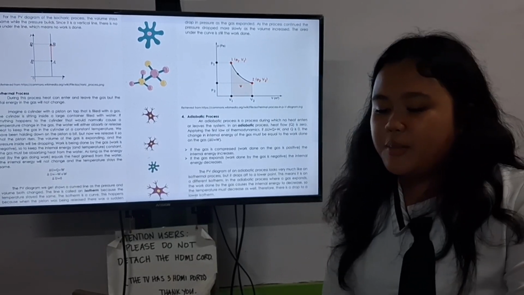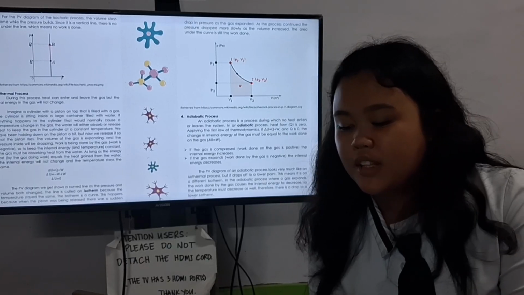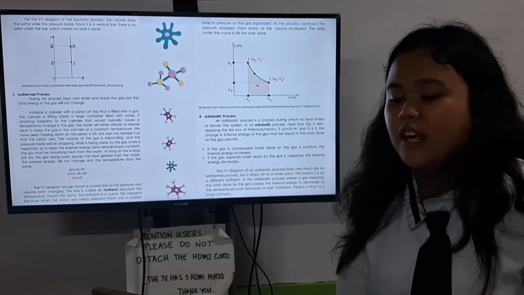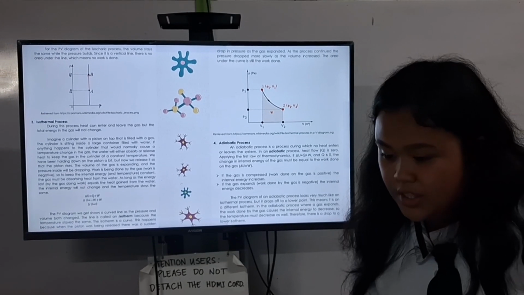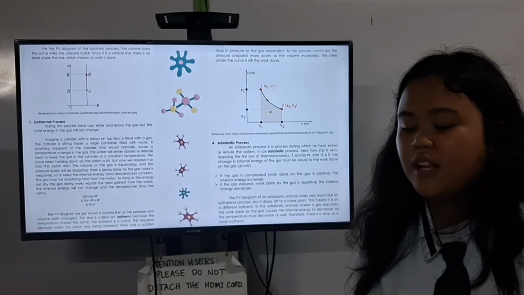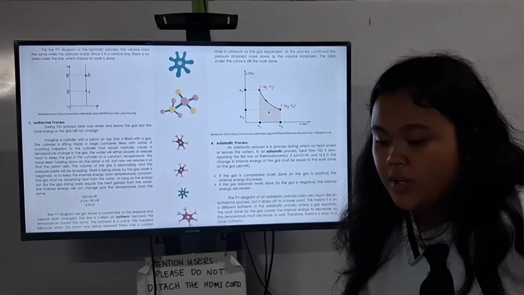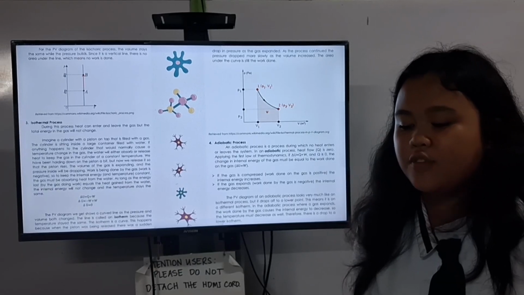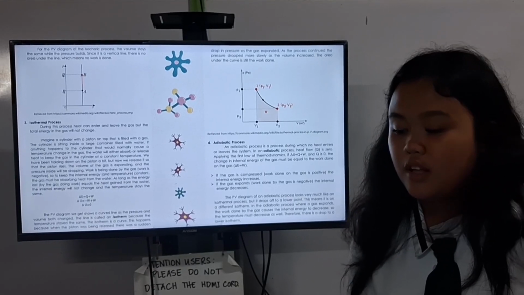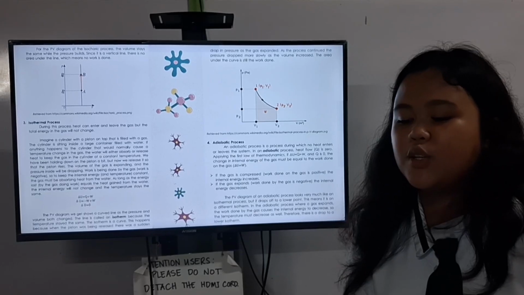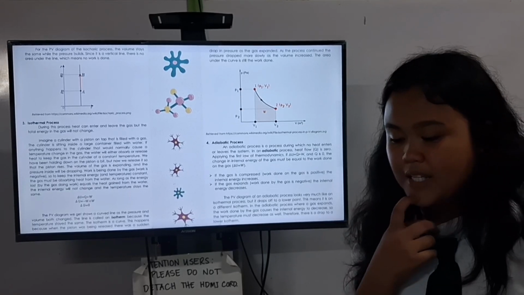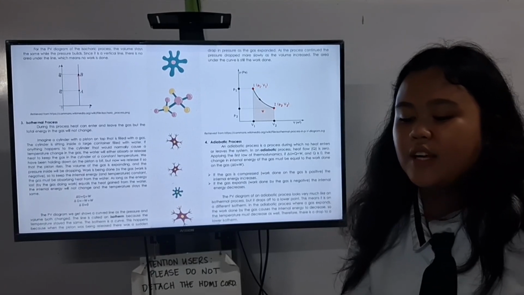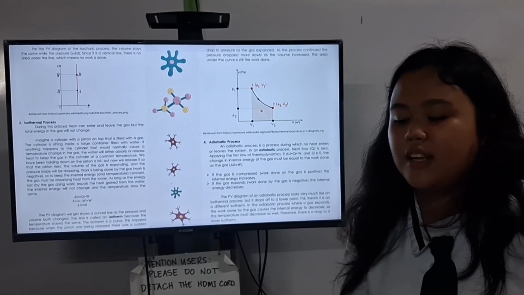Next is the adiabatic process. An adiabatic process is a process during which no heat enters or leaves the system. In an adiabatic process, heat flow Q is 0. Applying the first law of thermodynamics, delta U is equal to Q plus W, and Q is 0, so the change in internal energy of the gas must be equal to the work done. Delta U is equal to W. So if the gas is compressed, work done on the gas is positive. The internal energy increases.